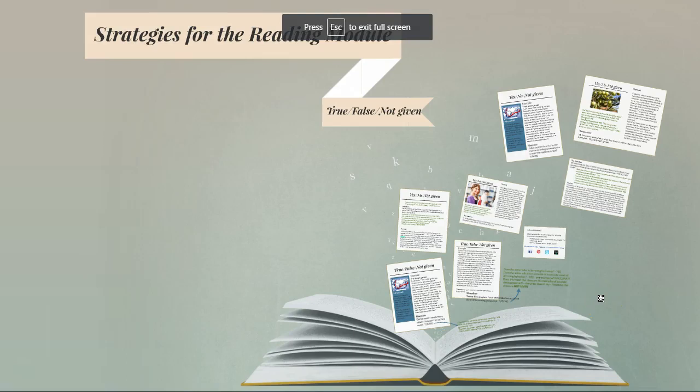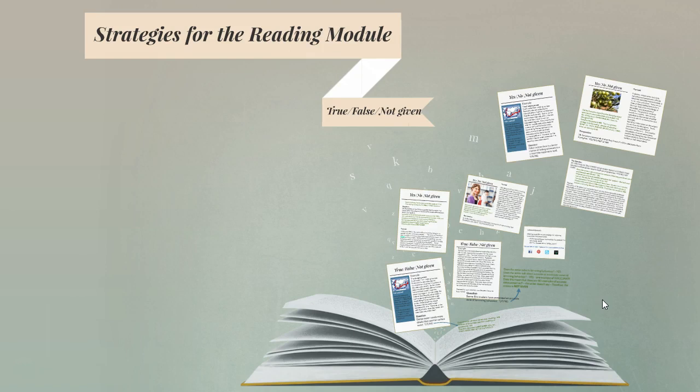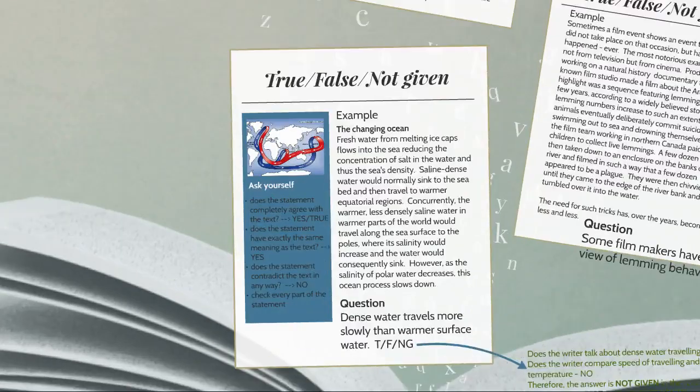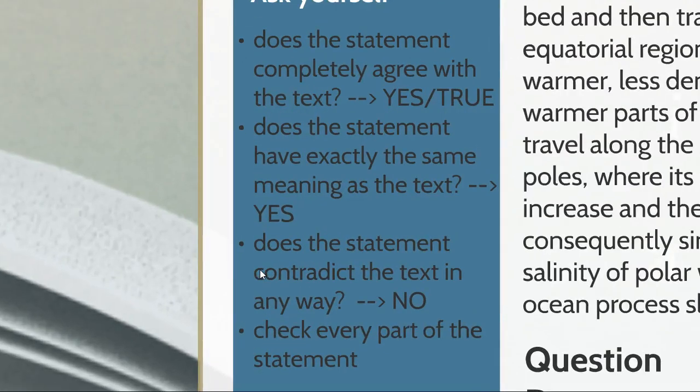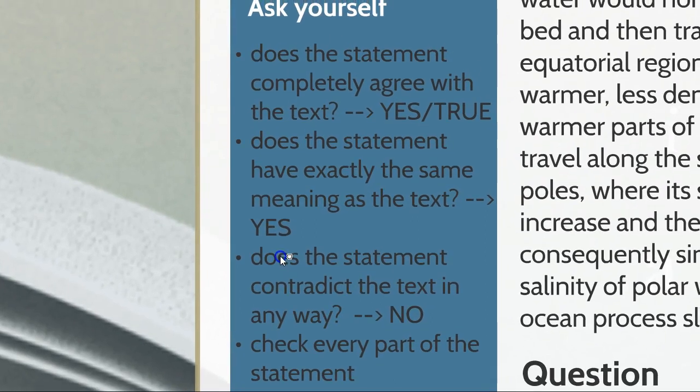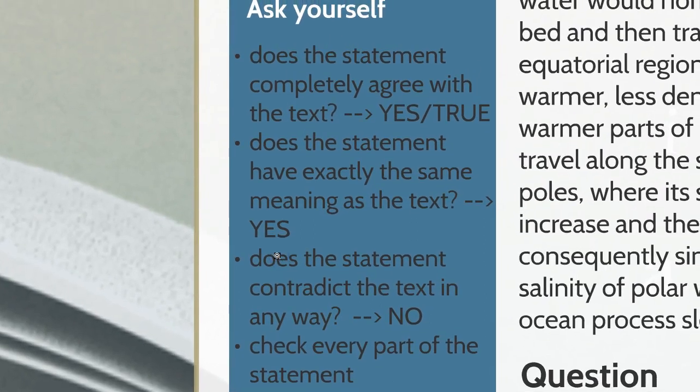Let's look at one of the most difficult of IELTS academic reading questions, the yes, no, not given, or the true, false, not given. Before we look at an example, I want you to think about how you approach each yes, no, not given question. You can ask yourself, does the statement completely agree with the text?